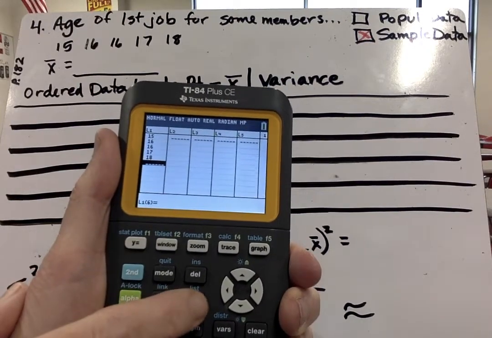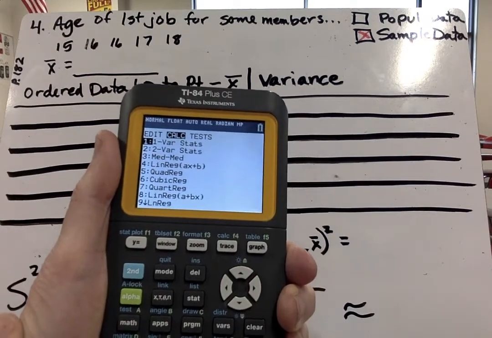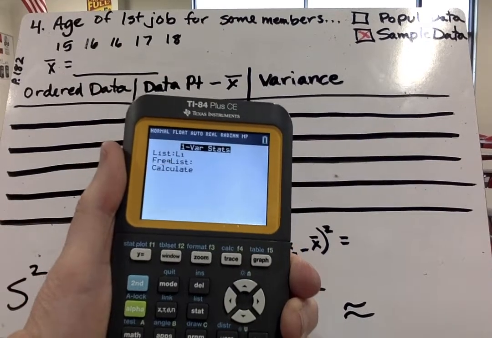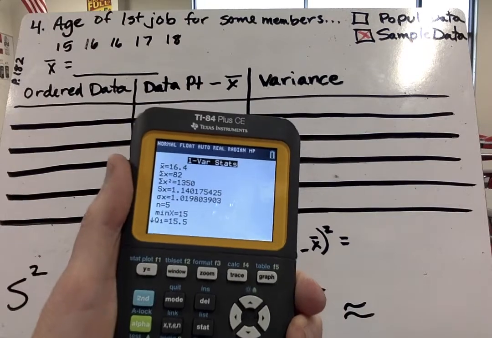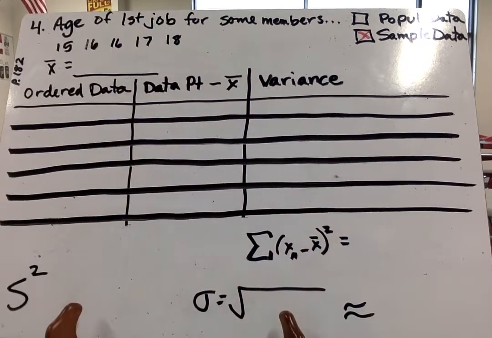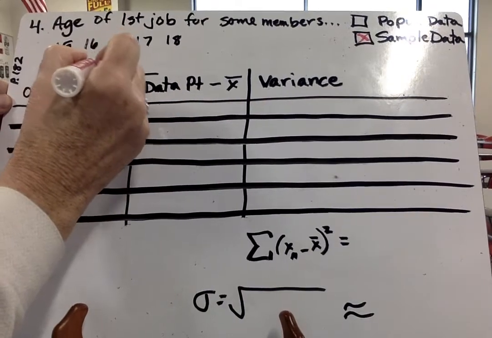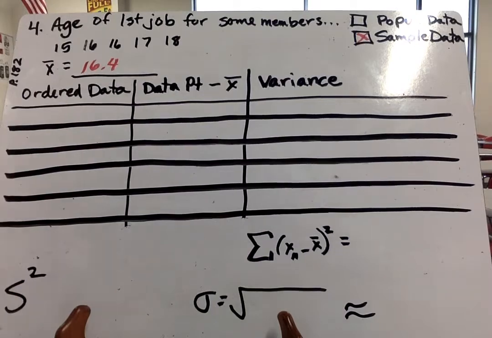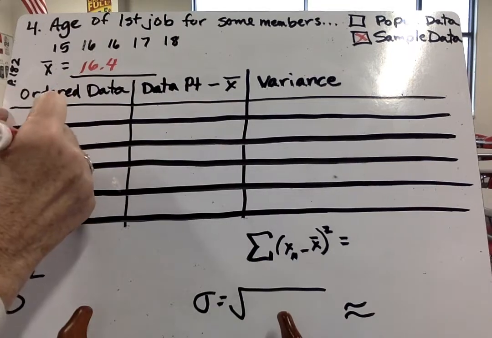Next, I'm going to calculate that. So I go to Stat, Calc, and push Enter. Make sure it's on list 1, and I push enter 3 times. Now it gives me my mean as 16.4. Next, I'm going to order my data, so I write them from least to greatest here. They're already in least to greatest, so that makes it easy.